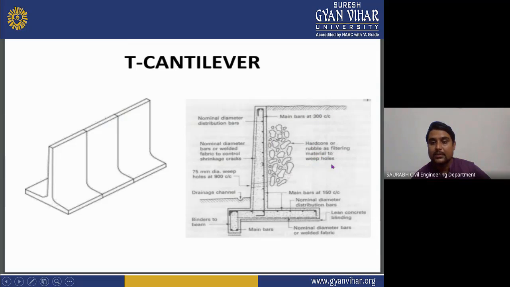filtered material with the hole, as you can see here. And these are the main bars which are provided on the bottom of this T cantilever retaining wall. It will be provided at 150 mm center to center, and nominal diameter distributed bars are provided in this section of this wall. And this is your lean concrete binding, which works as the platform for this base. And this is your nominal diameter bar or welded fabric.